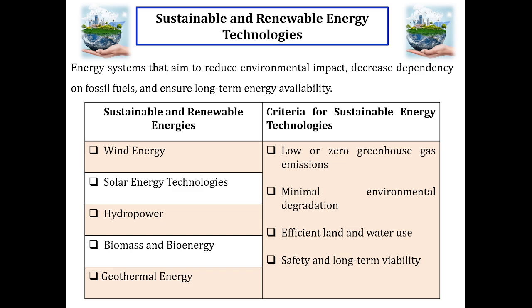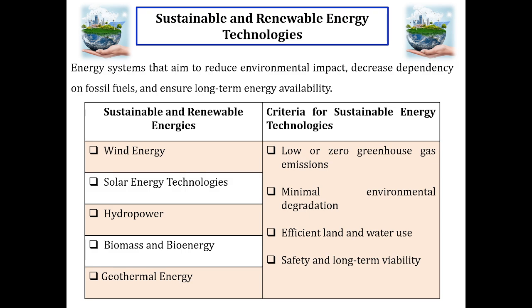The slide also gives criteria for sustainable energy technologies. They should have low or zero greenhouse gas emissions, cause minimal environmental degradation, use land and water efficiently, and provide safety and long-term viability. Therefore, renewable energy is not simply about replacing fossil fuels. It is also about producing energy in a way that can be sustained over a long period.